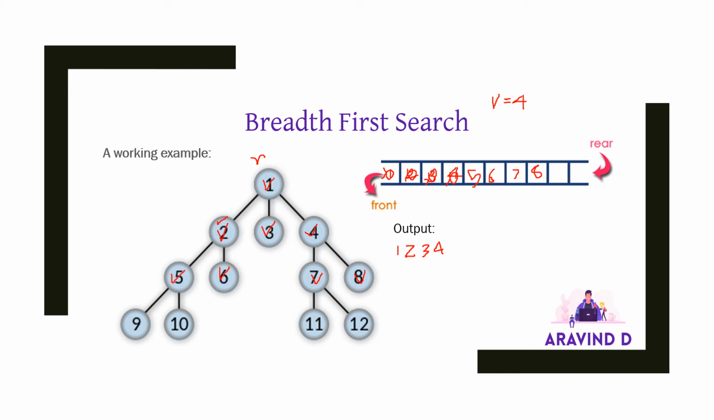So we have covered all the adjacent nodes to 4, and so we are going to check if the queue is empty again. So is the queue empty? No, there are still 4 elements inside our queue. So we have to repeat the same process again. We are going to dequeue from the queue and store it in the variable v, and again we are going to print it.